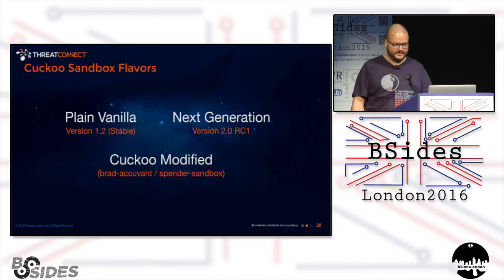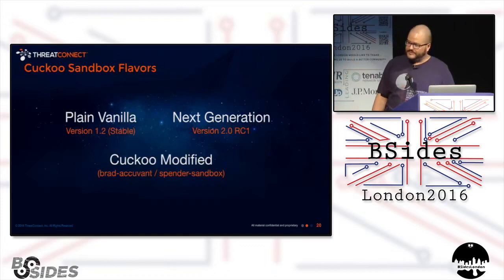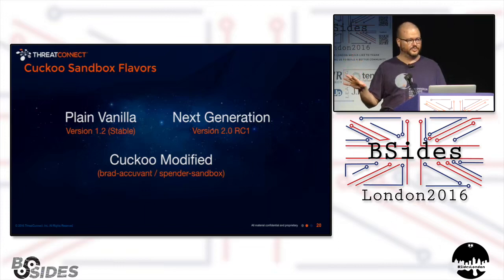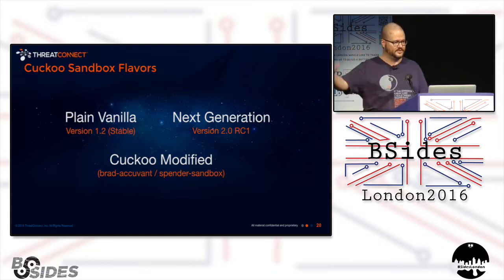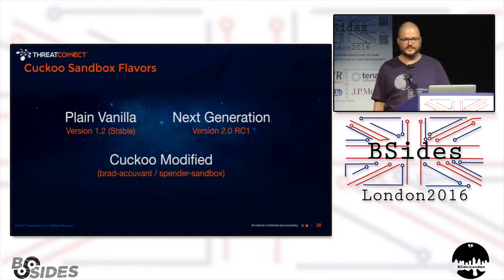So let's look at the different sandbox flavors of Cuckoo. And so we have plain vanilla. This is still the version 1.2 stable version right now. About a month and a half, 2 months ago, they released the 2.0 release candidate 1. So this is the next generation, and they're probably going to release the full 2.0 at some point this year.